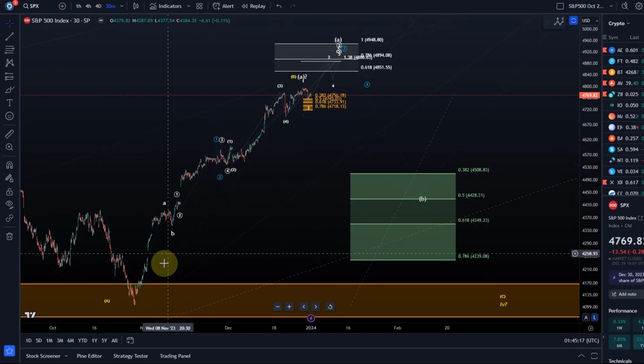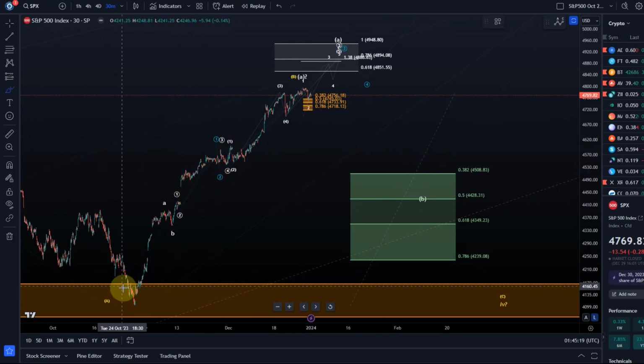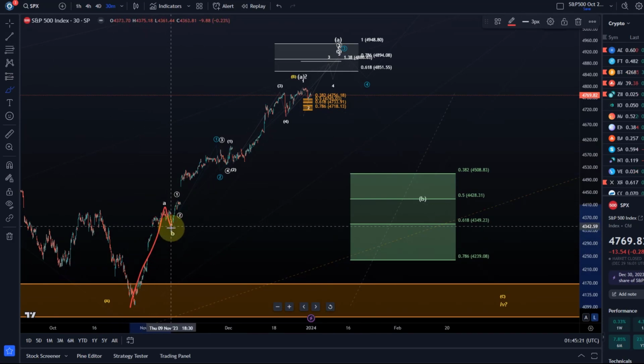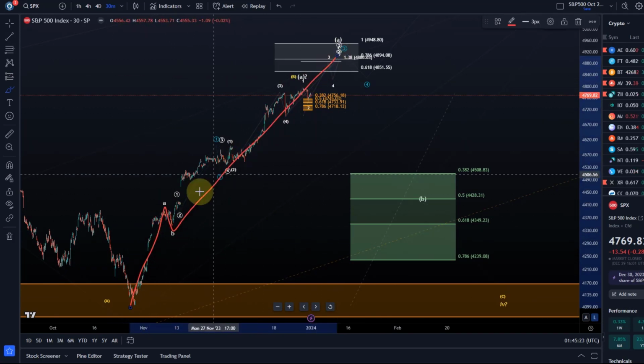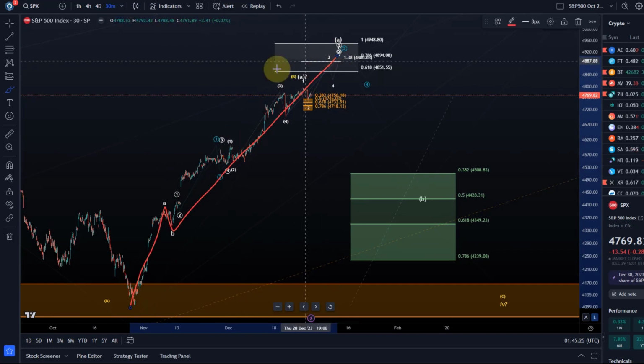So we're looking for an ABC structure. Best I can tell is that we have an A, B, C structure here. And then obviously different ways to count the subdivisions. I don't want to go into detail here. Really don't want to confuse you.